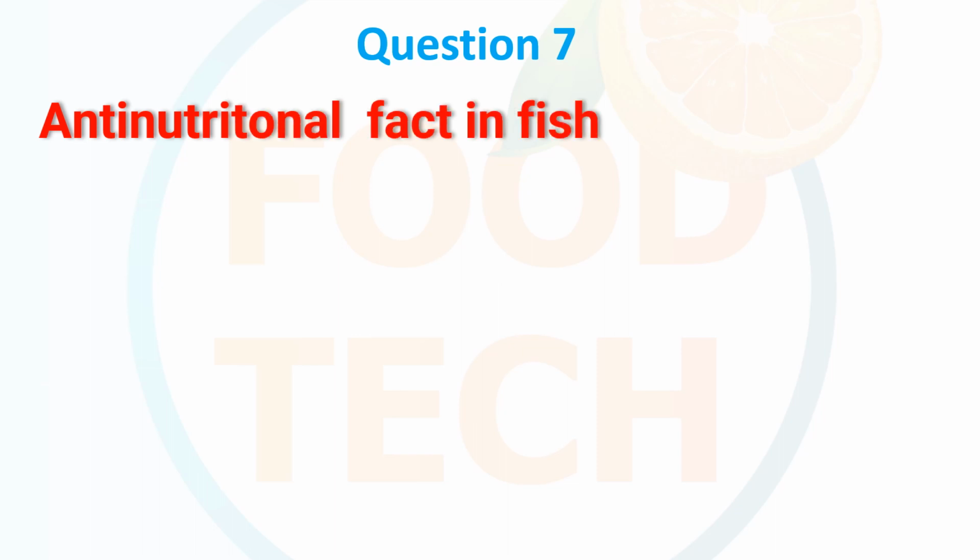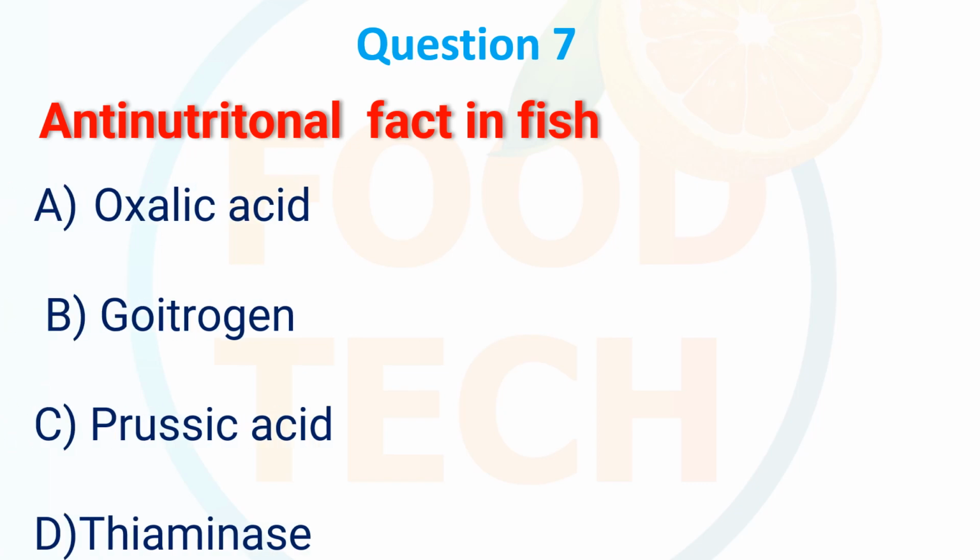Antinutritional factor in fish. A. Oxalic acid. B. Nitrogen. C. Prussic acid. D. Thiaminase. The answer is thiaminase.